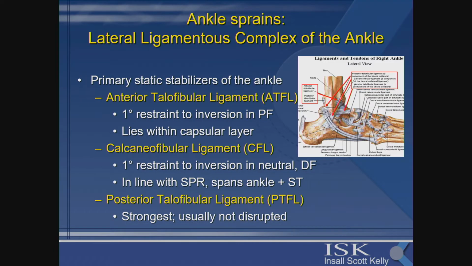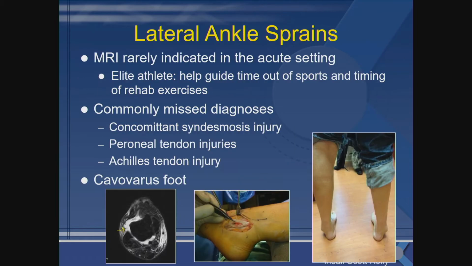In terms of the anatomy, the primary static stabilizers of the ankle are the ligaments. So the ligament complex: the ATFL is the primary restraint to inversion in plantar flexion. It lies within the capsular layer of the ankle. The calcaneofibular ligament is the primary restraint to inversion in neutral and dorsiflexion. That's in line with the retinaculum. And the posterior talofibular ligament is the strongest one, usually not disrupted when we're talking about these injuries.